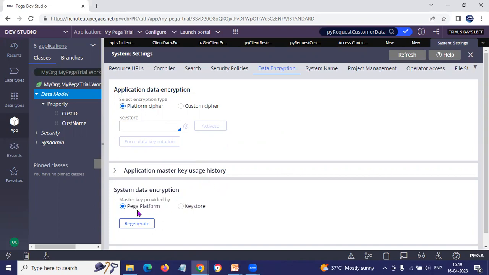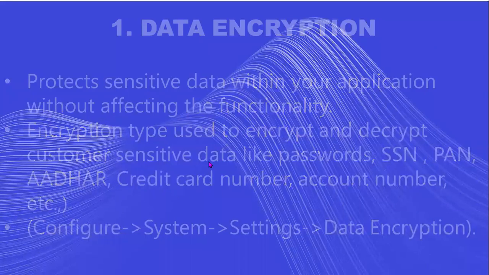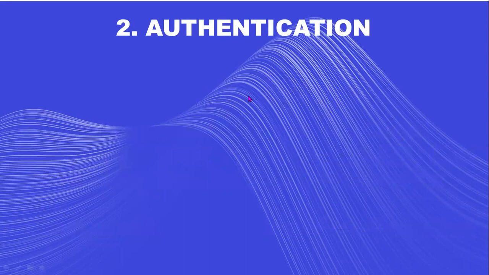Here also, in the PEGA platform we are using system data encryption. Otherwise, we can select the key store here also and implement that. So this is the way we can do the encryption and decryption. This is one way of implementing data security, and the second one is authentication.